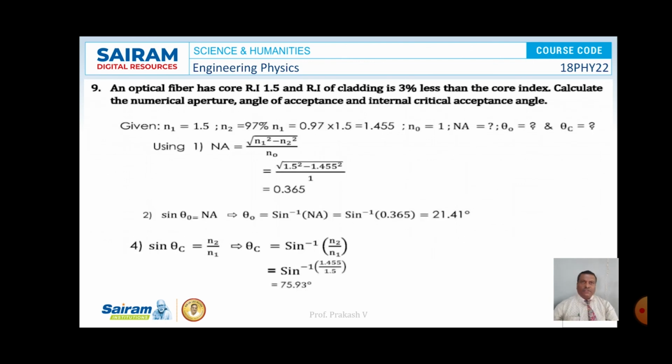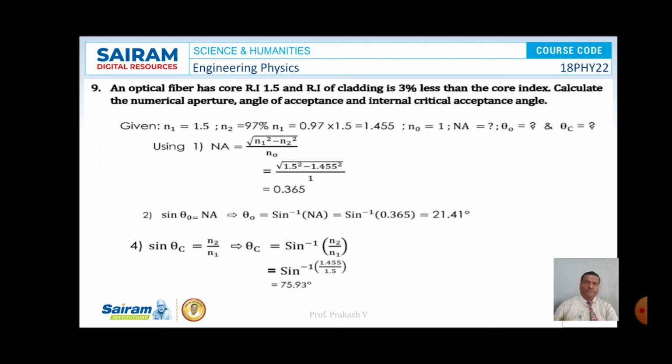An optical fiber has refractive index 1.5 and refractive index of cladding is 3% less than that of core index. Calculate the numerical aperture, angle of acceptance and internal critical acceptance angle. So here n1 is 1.5, n2 is 97% of n1, that is 0.97 into 1.5, which is equal to 1.455, and then n0 is 1. And what is the numerical aperture, theta naught and theta c?